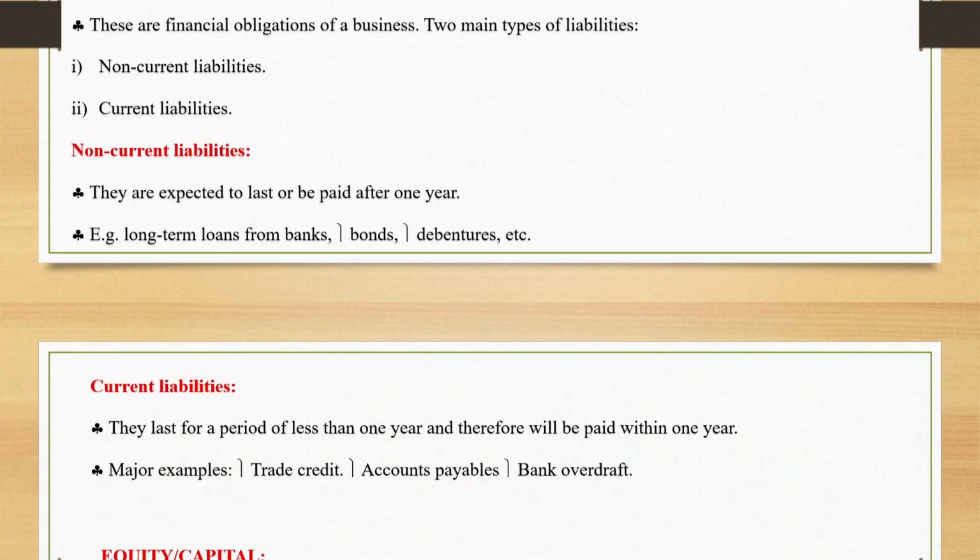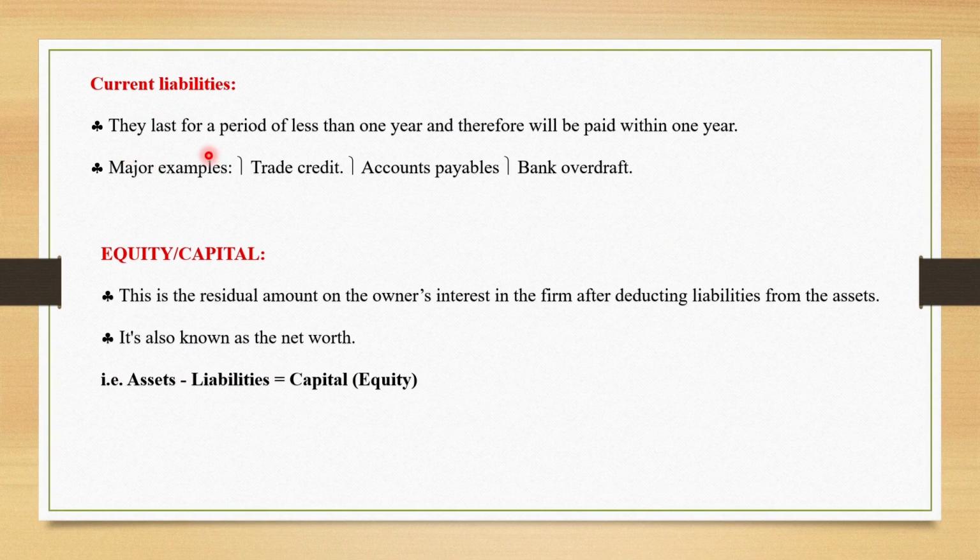Then on current liabilities, they are for a period of less than 1 year, and therefore will be paid within 1 year. Like accounts payable. These are suppliers who supplied us goods on credit, so we have to pay them within 1 year. We have also bank overdraft.